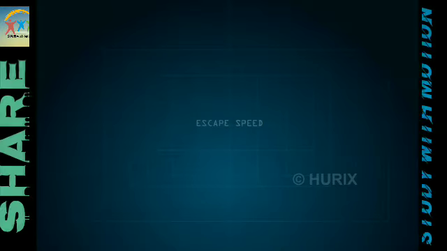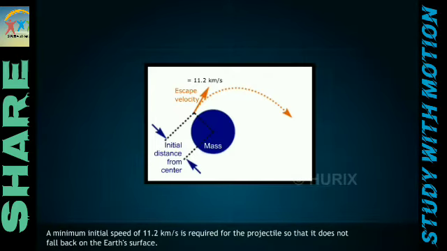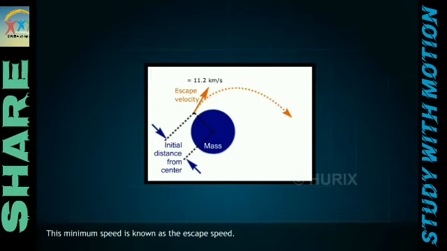Escape speed. When we throw any object upwards, it obviously falls back on the ground. The larger the speed at which an object is sent out, the larger will be its height of ascent. A minimum initial speed of 11.2 kilometers per second is required for the projectile so that it does not fall back on the Earth's surface.